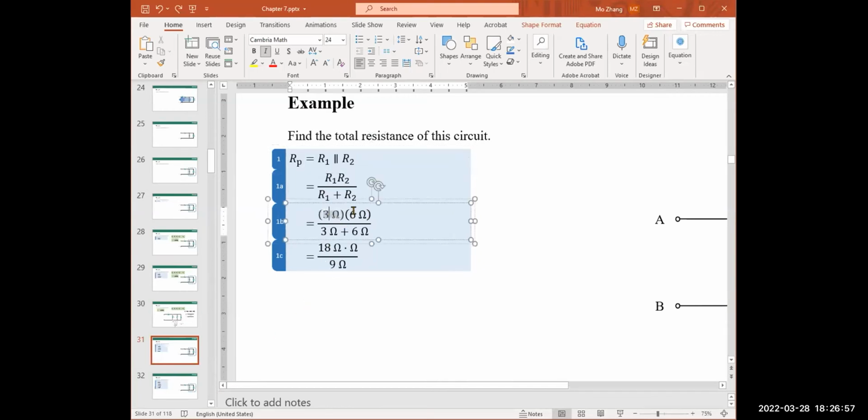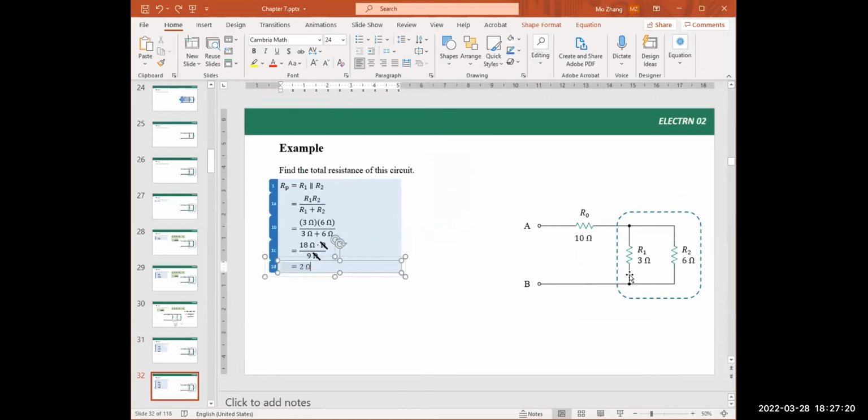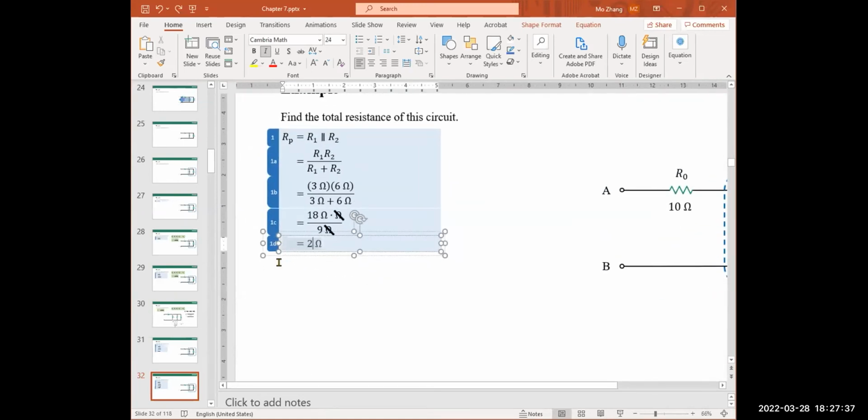So 3 times 6 equal to 18. And then for the denominator is 3 plus 6, that's 9. Again, just focus on the numbers and then append that unit. 18 over 9 is 2, and 2 ohm. So equals to 2 ohm over here. Resistor R1 and R2 connected in parallel. After merging them, the total resistance equals to 2 ohm. That's here, the step 1D.